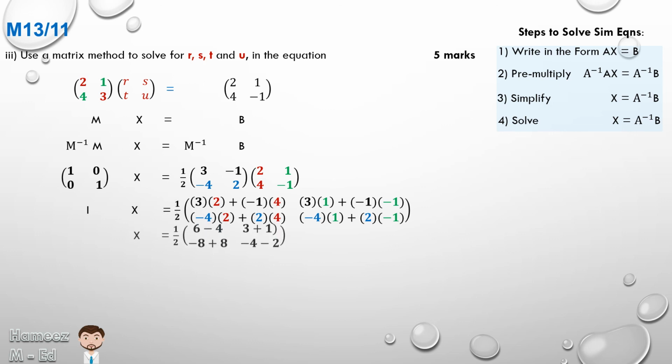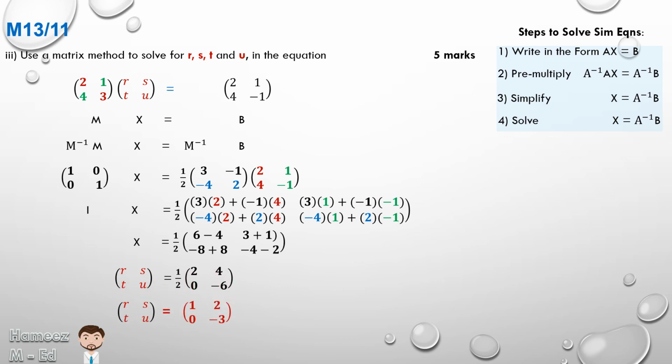3 2s are 6 minus 4, 3 1s are 3, minus 1 by minus 1 is plus 1, and minus 4 by 2 is minus 8, plus 2 4s are 8, and minus 4 by 1 is minus 4, plus 2 by minus 1 is minus 2. And that means that X, which is RSTU, is equal to a half times 6 take away 4 is 2, 3 plus 1 is 4, minus 8 plus 8 is equal to 0, and minus 4 minus 2 is minus 6. So a half of that will be 1, 2, 0, minus 3.